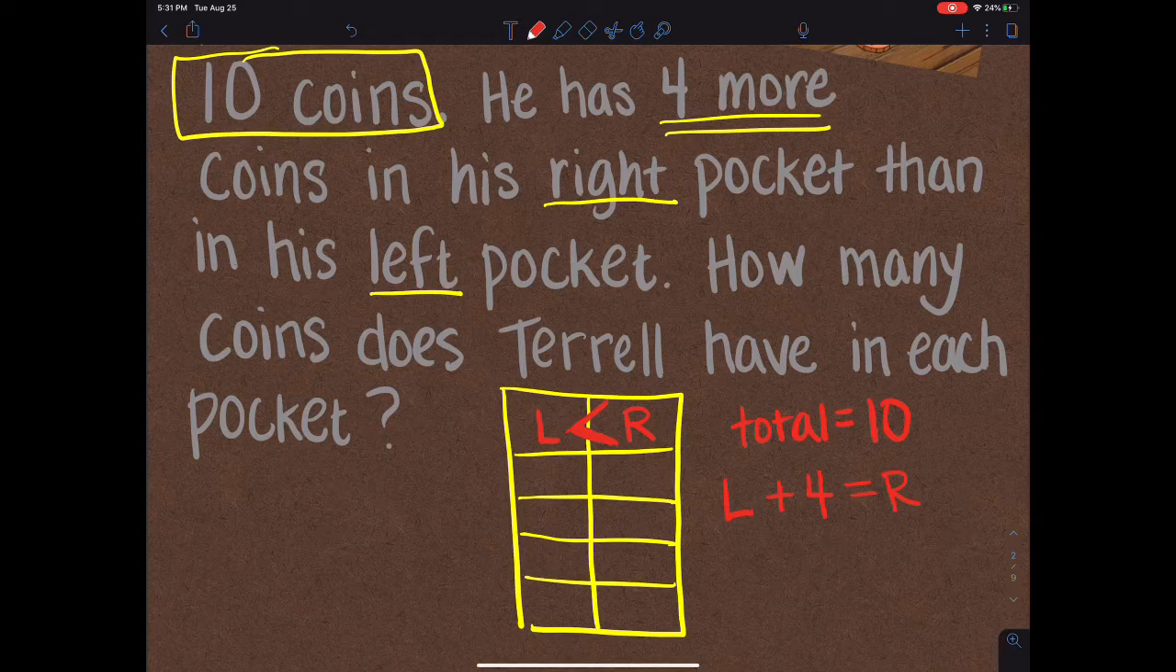Pause the video right here because I think this is going to take a little bit of time. But I think that there's only one answer. Instead of having a table where you had multiple answers in the past, I think there's going to be only one answer that works. Okay, so you try and figure that out, and I'll see you in a minute.